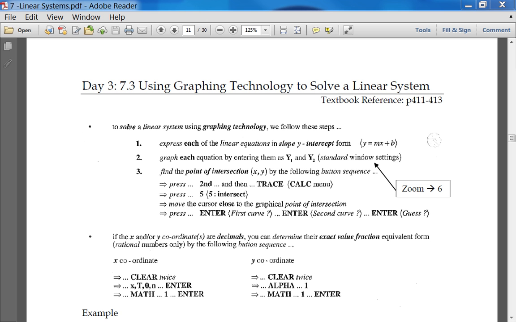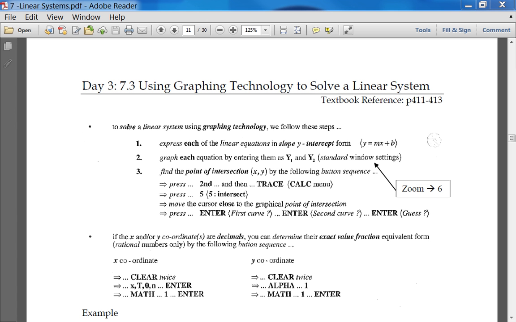You know how you have your smartphones, you can pinch, pull, move around on a smartphone? Well, these are not like that. They have really old settings where the window you have to do manually, but the standard window you can get by zoom 6.